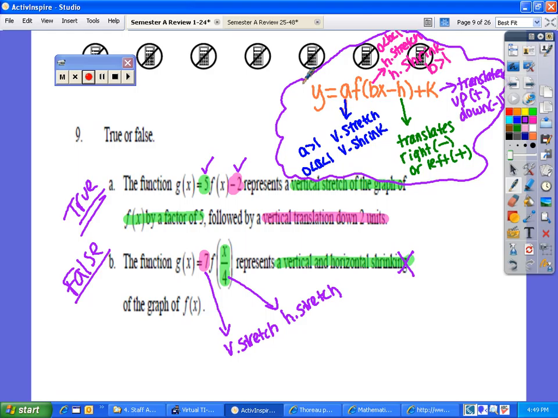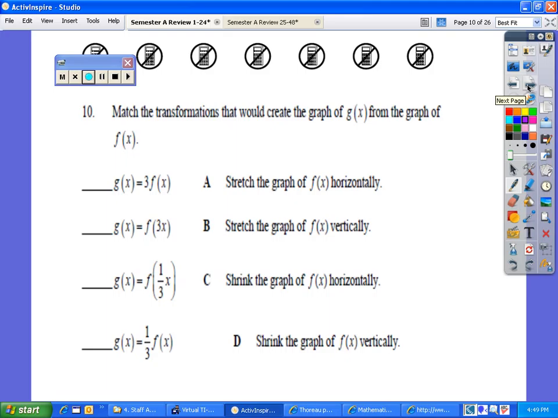Okay, speaking of vertical stretch and horizontal stretch and shrink, that's what number 10 talks about. So remember, if you have a number on the outside and it's bigger than 1, that's a vertical stretch. If the number's on the inside, it's opposite. This is a horizontal shrink. Since this is a fraction and it's on the inside of the parentheses, it's a horizontal stretch. Yes, I know, it's interesting, but it changes. And then the 1/3 on the outside means that we have a vertical shrink.